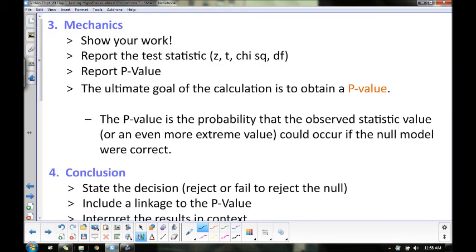The mechanics is basically show your work. And remember, statistics is almost more about the work that you show and the justifications that you make in the final conclusion. So you can report your test statistic, and when we're talking about a normal model, our test statistic is the z-score. The p-value, that's the probability of something occurring given simple random variability, because your ultimate goal is to get that p-value. The p-value is the probability that the observed statistic could occur if the null value were correct.